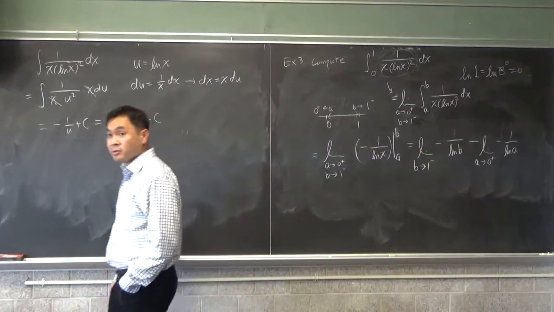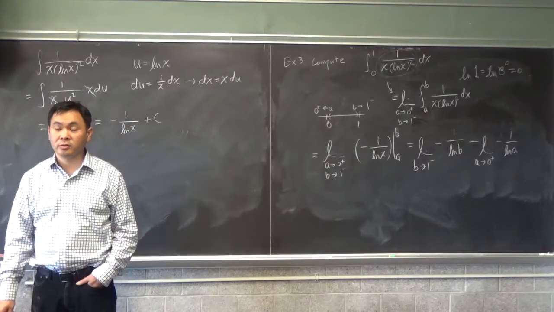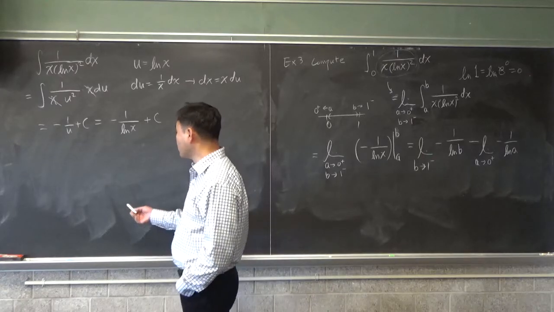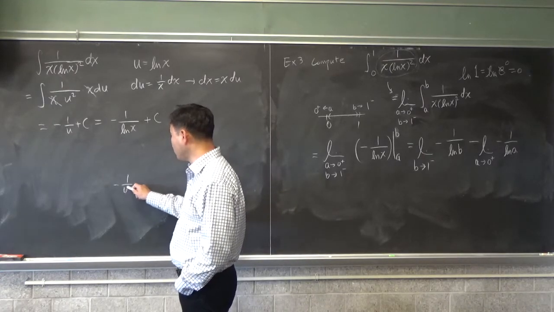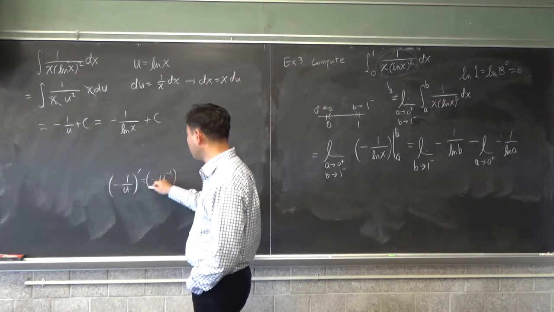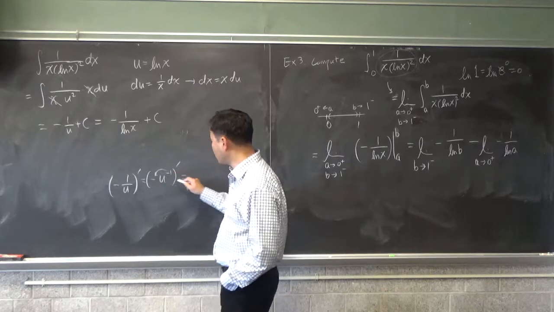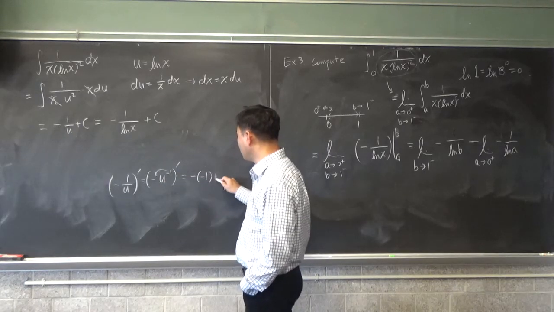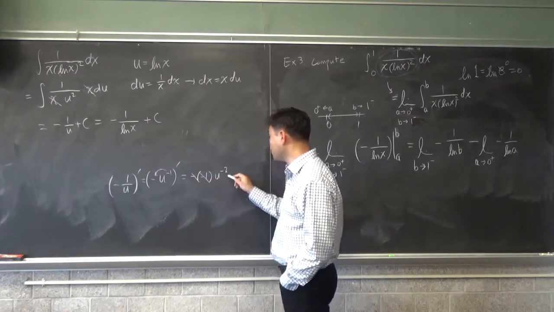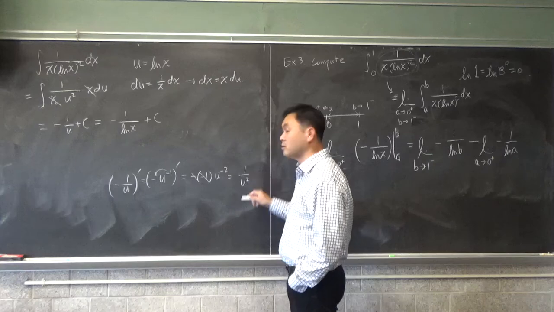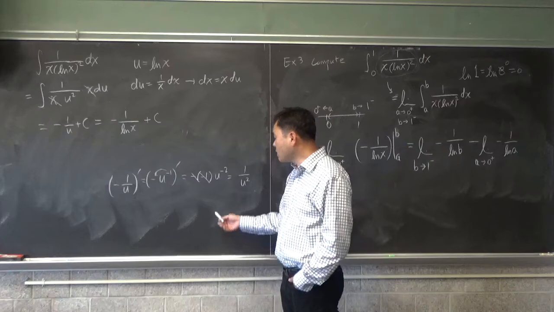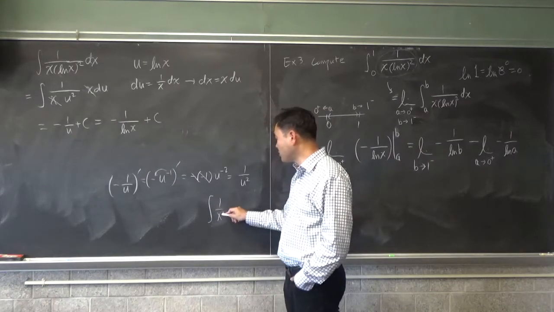Wait, Professor? Yes. How does 1 over u squared turn into negative 1 over u? Oh, that's because the derivative of negative 1 over u, which is negative u to the negative 1 power, is: the exponent comes down, and it's negative times negative 1, u to the negative 2. The negatives cancel, so you get 1 over u squared. So the integral of 1 over u squared is negative 1 over u. It comes up often enough that you might just memorize this.